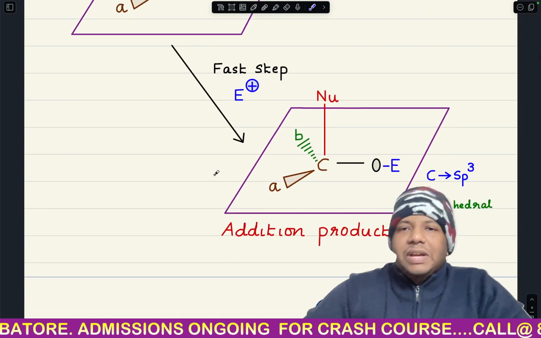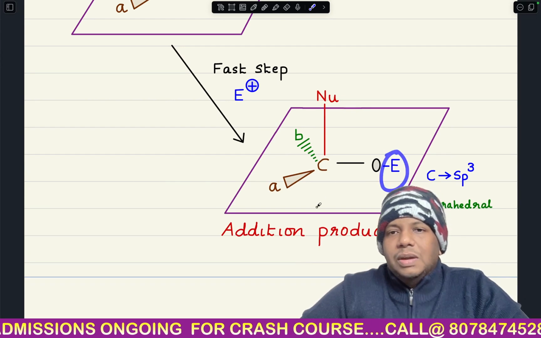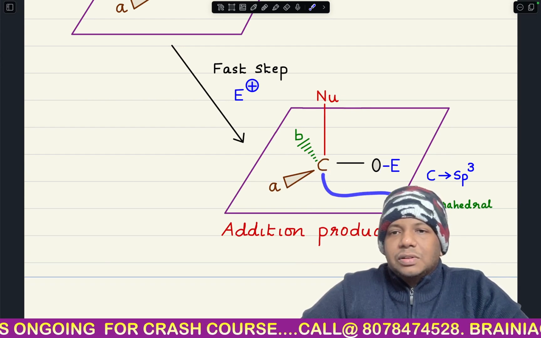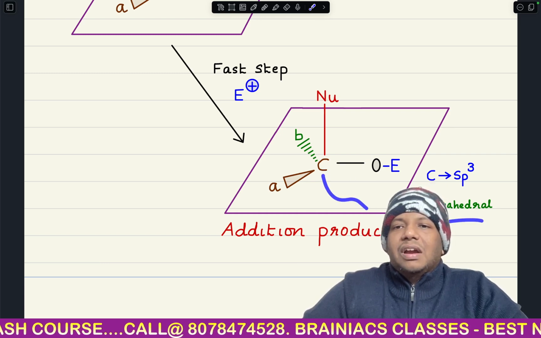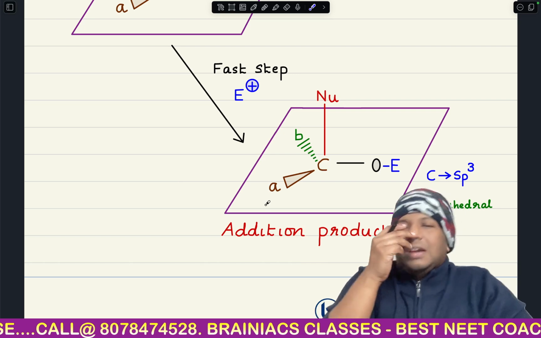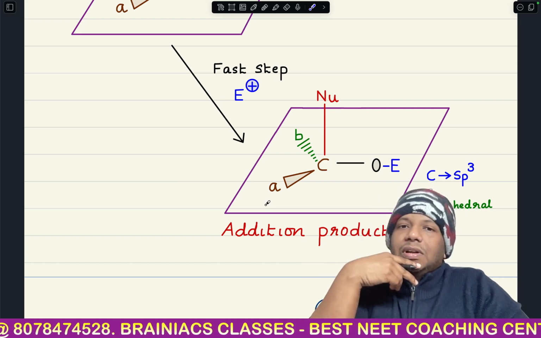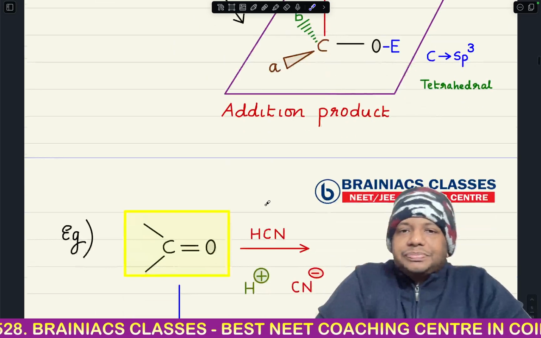Okay, now this is my addition product. So you can see E forming a bond here. Finally, the hybridization of the carbon changes to sp3, and the whole carbon will now have a tetrahedral shape, or the compound has a tetrahedral shape. Clear? I hope you understood.